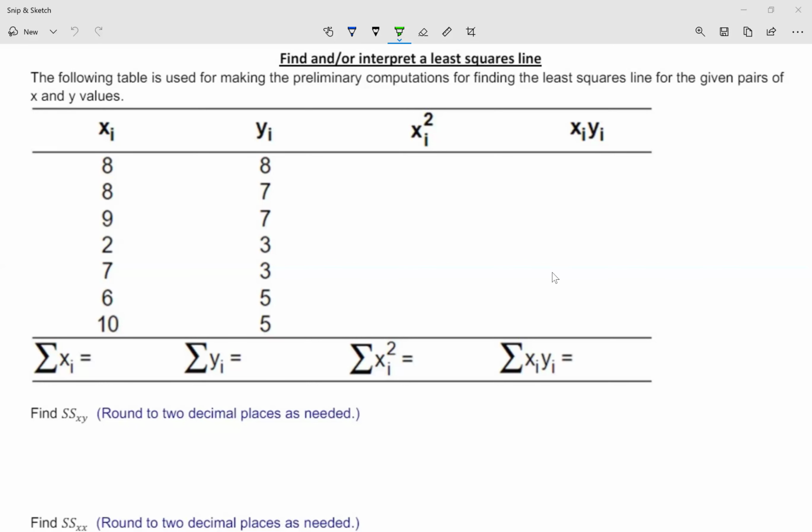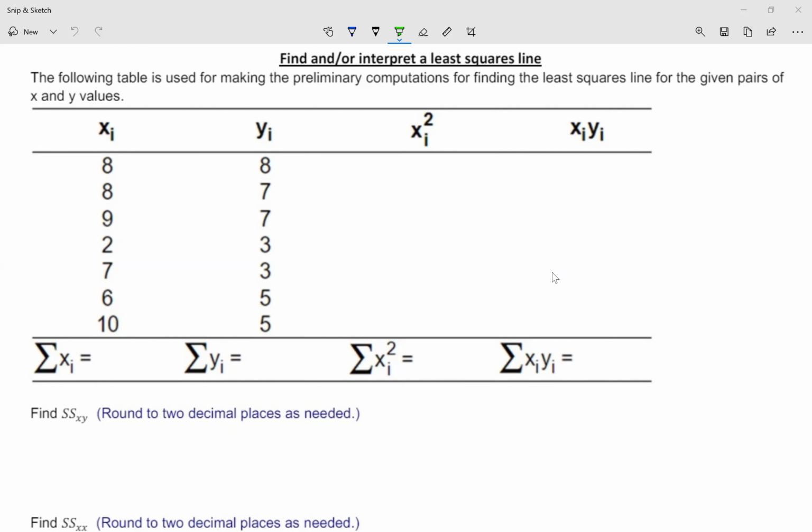We're going to be able to find and mainly interpret least squares lines. Another name that the least squares line has is the line of best fit. Now for the notes, I'm giving you this big table.